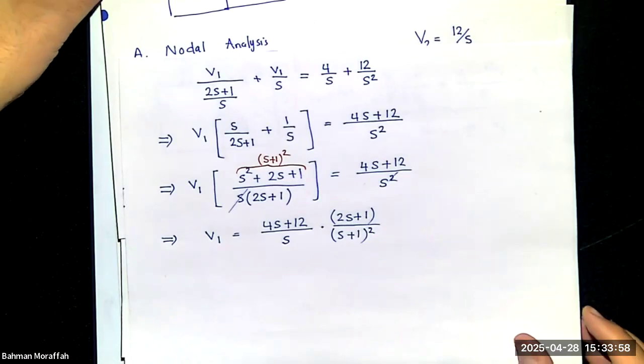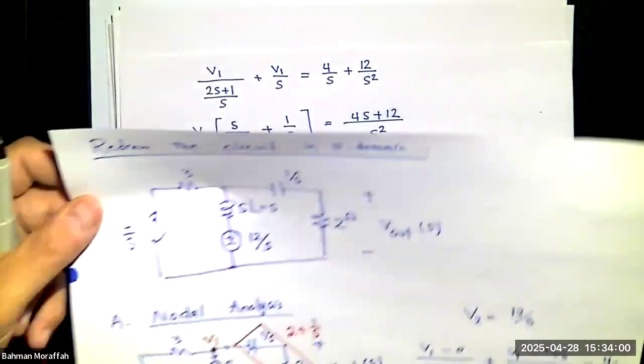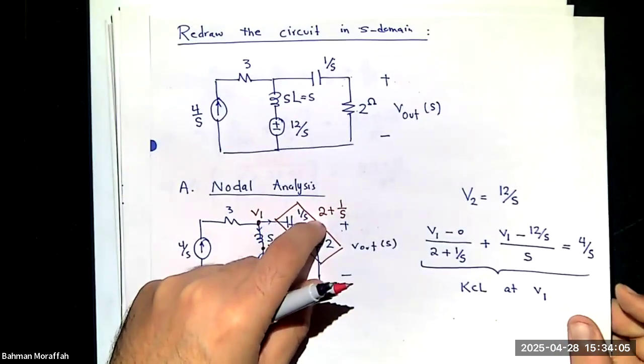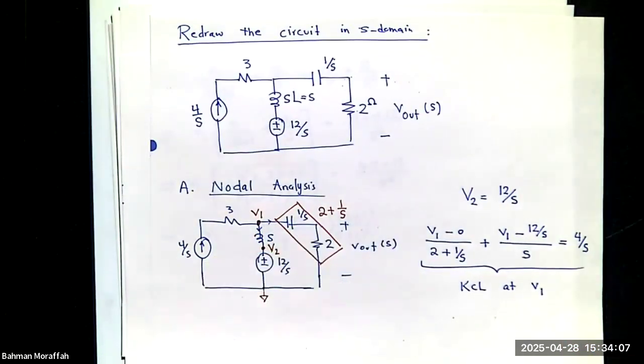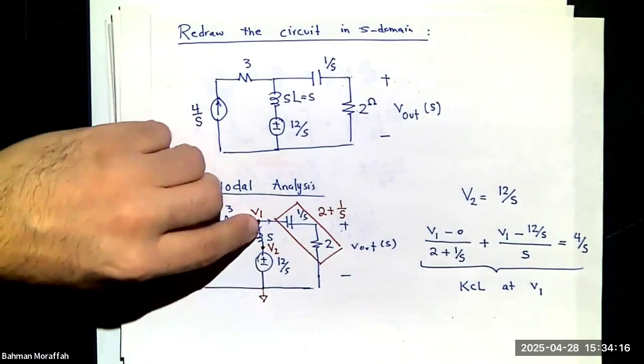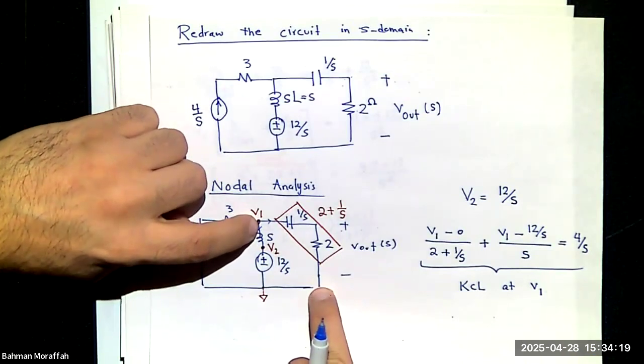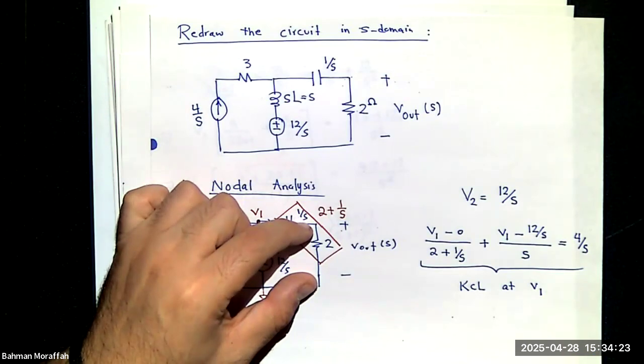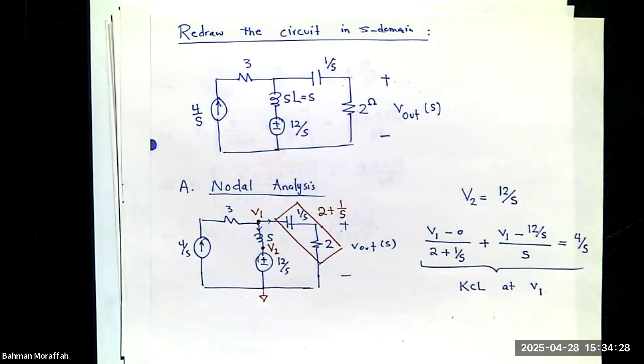Right? But remember, that's not what I want. I want V out. How can I do this? Isn't it the voltage divider? I know the voltage from here to here is V1. Right? Therefore, I know exactly what the voltage across this 2 is. Do you agree with me? Or no? Does everybody see the voltage divider?